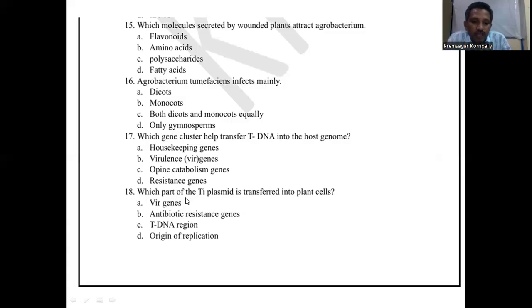18th question: which part of the Ti plasmid is transferred into the plant cell? Vir genes, antibiotic resistance genes, T-DNA, or origin of replication. As I told you, vir genes, T-DNA, opine catabolism genes and origin of replication are all there, but only the T-DNA region of the Ti plasmid is transferred from bacteria to the plant cell. So the answer is C.